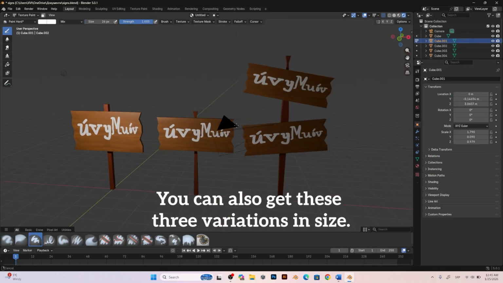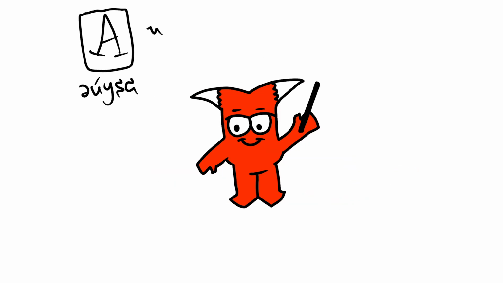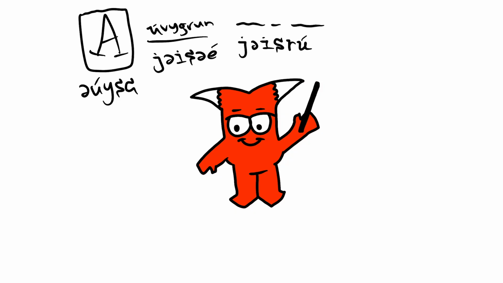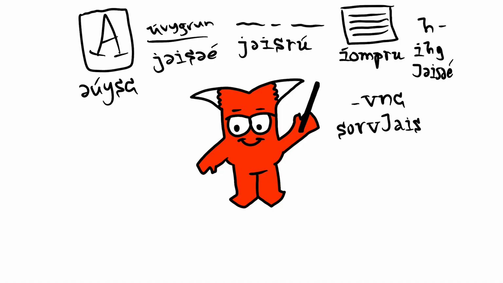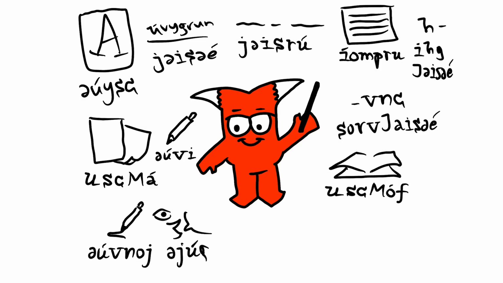These are some basic steps you can use to try to make a conlang for a video game. I have made a small list of words that I primarily use in my conlang. Auists, letter. Jaisa, word. Jaisru, sentence. Ayompru, text. Ich jaisa, prefix. Sor jaisa, suffix. Ustsma, paper. Auvi, pen. Aubnot, write. Adjur, speak.